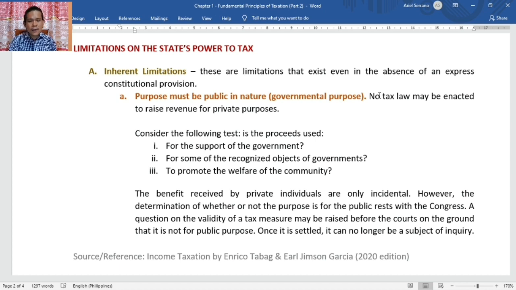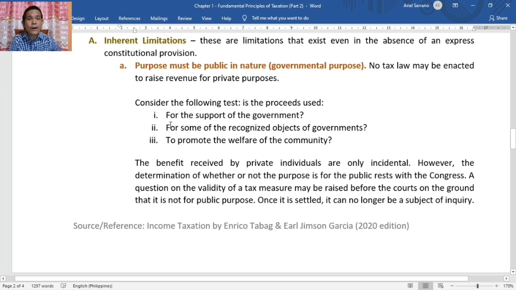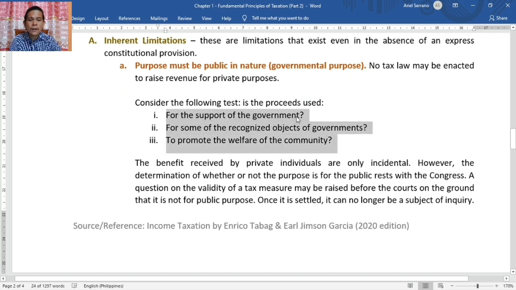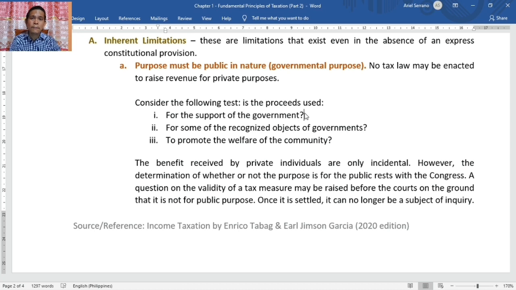Now, in considering whether or not the purpose is private or public, you have to identify it or analyze it through this criteria. Number 1, is it for the support of the government? If it is for the support of the government, that is public. Second, for some of the recognized objects of government. If the answer is yes, that is public purpose.